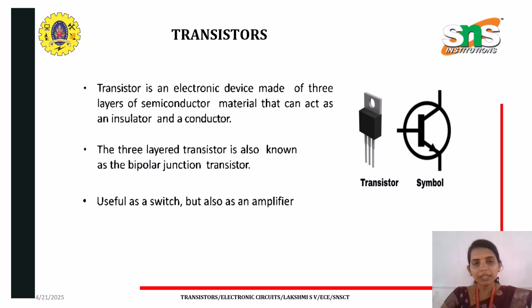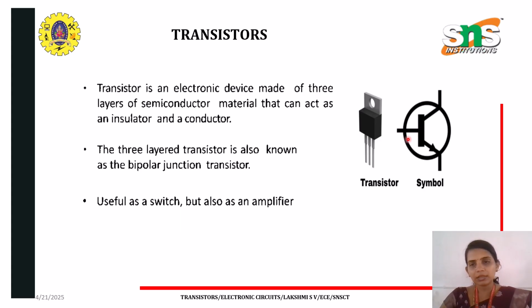This is a device which is made of three layers of semiconductor material, which acts as an insulator and a conductor. There are three terminals in the transistor. You could see here, this terminal is the base, this arrow-indicated terminal is the emitter, and this is the collector. These are the three terminals of the transistor, and this is the symbol of an NPN transistor. So these three terminals, the functions are, this is the terminal base.